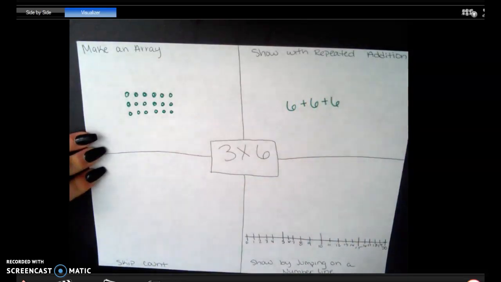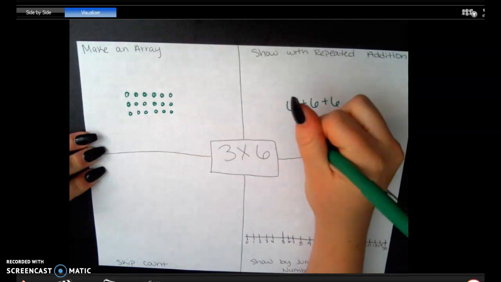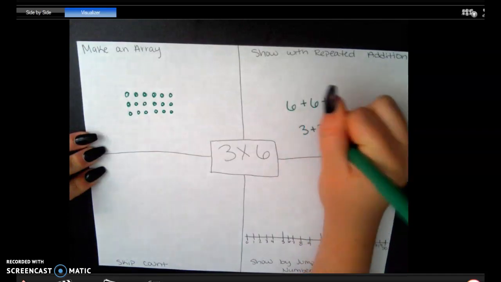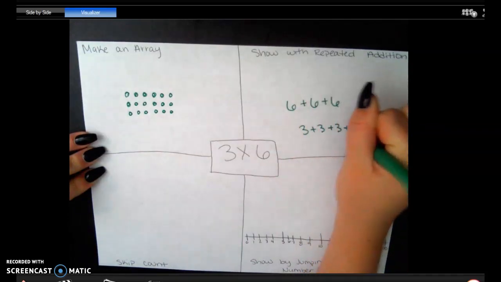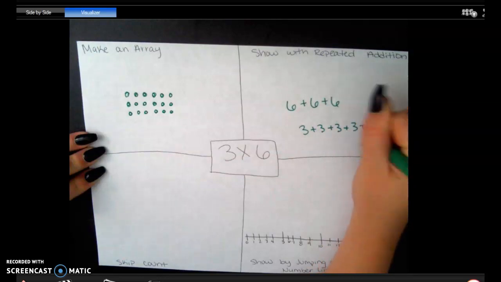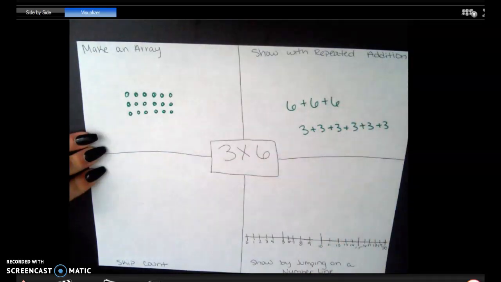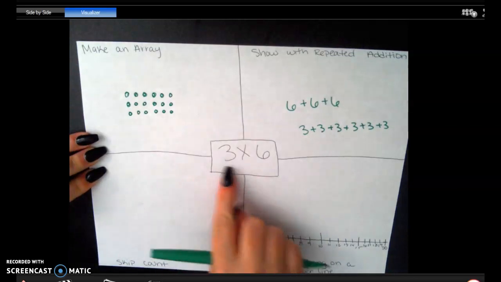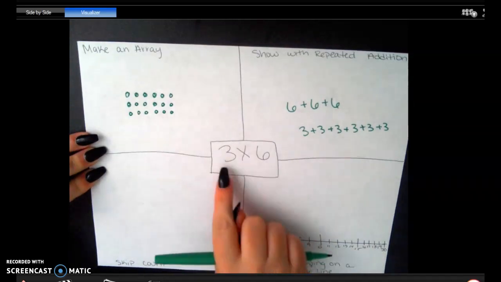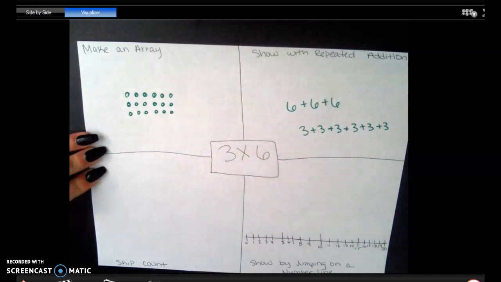Boys and girls, do you know why Miss Noble did not write out 3 plus 3 plus 3 plus 3 plus 3 plus 3? Why did I not write out 3 6 times? If you said it was because we were supposed to have 3 times 6, or 3 6s, you are correct.